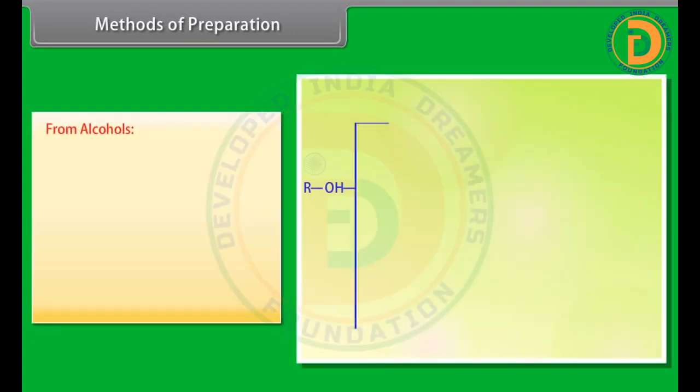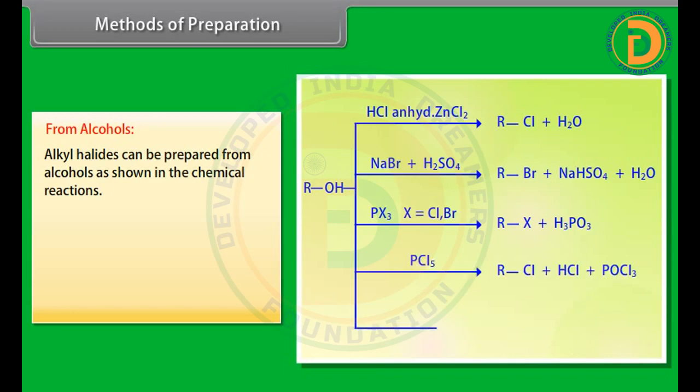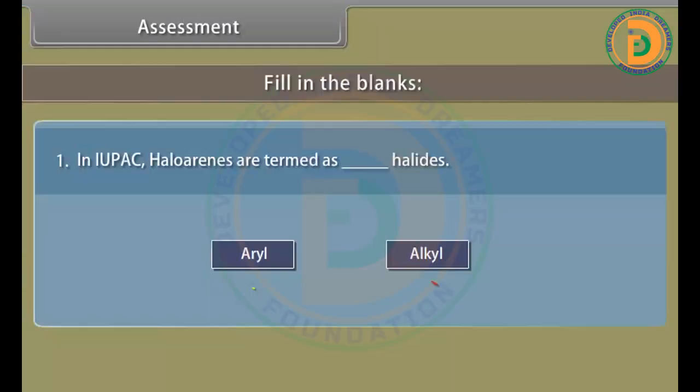From alcohols. Alkyl halides can be prepared from alcohols as shown in the chemical reactions. There are various ways to produce alkyl halides. Using thionyl chloride is quite a convenient method as the other products, SO2 and HCl, are gases and are easily expelled during the distillation, leaving behind pure alkyl chloride.